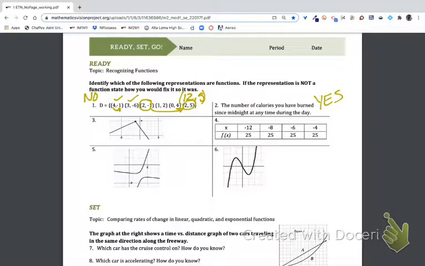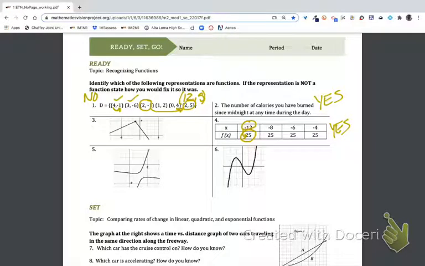Number 4, the -12 goes to 25 and it doesn't go to anything else. The -8 goes to 25, doesn't go to anything else. The same with the -6 and the -4, which means yes, this is a function. And this is rather confusing because that means that each input has to go to its own output. It just has to have a unique output for every input, which means that I can't have the -12 go to 25, and what if it was -12 and 61? Okay, then it would not be a function. So in this case, number 4 is a function.